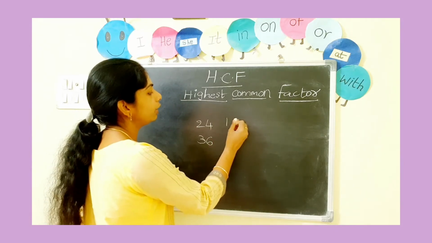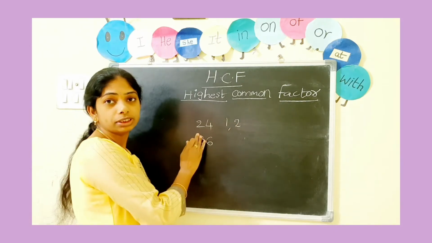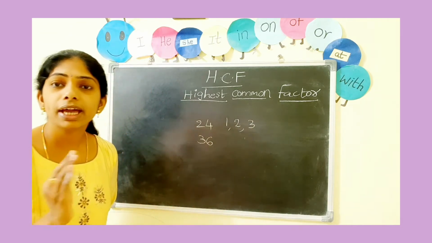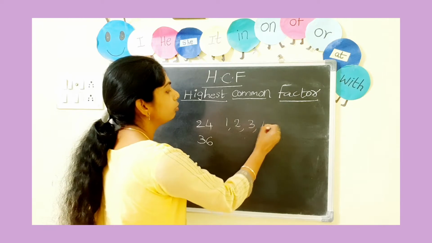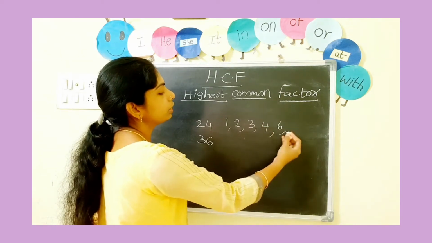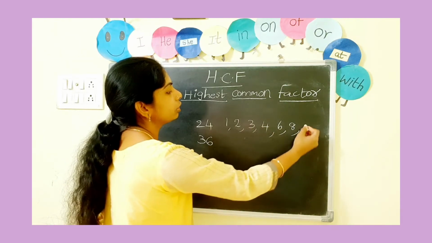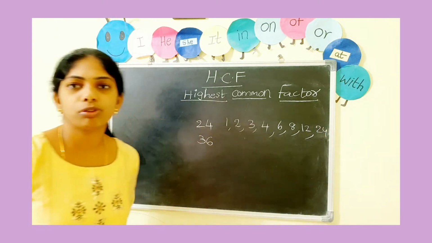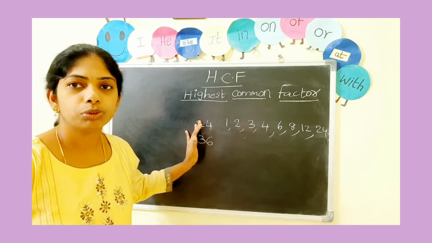1 is a common factor. 2 12s are 24, 3 8s are 24, 4 6s are 24, 6 4s are 24, 8 3s are 24, 12 2s are 24, 24 1s are 24. So these are the factors of 24.